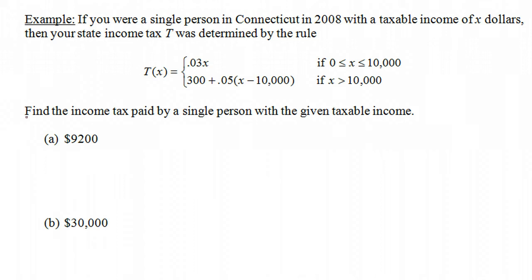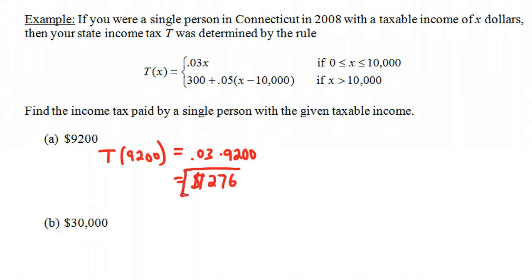So find the income tax paid by a single person with a given taxable income, $9,200 in part A. So what we need to do is find T of $9,200. Now, is $9,200 between 0 and 10,000, or is it greater than 10,000? Well, it's between 0 and 10,000, so we use the top formula. We have 3% times $9,200. I did this on my calculator, and I got 276. So that's $276 of state income tax a person would have to pay if they made $9,200.